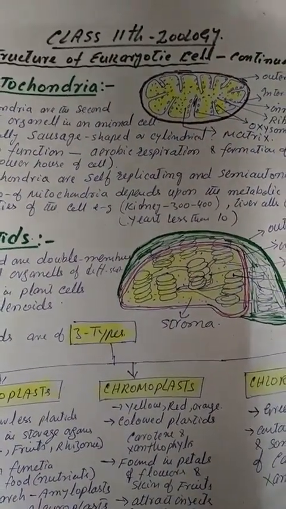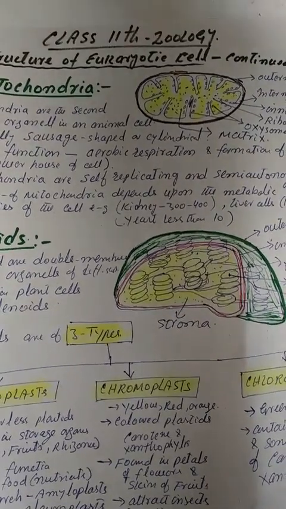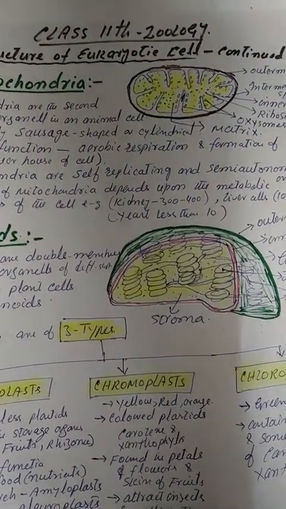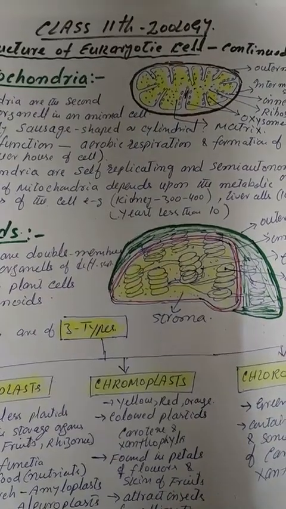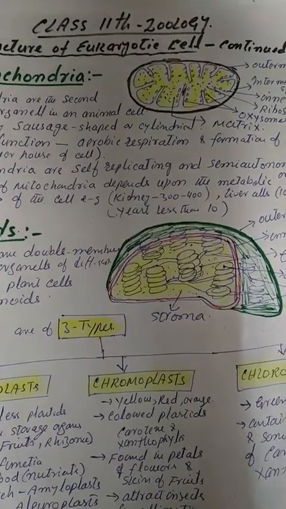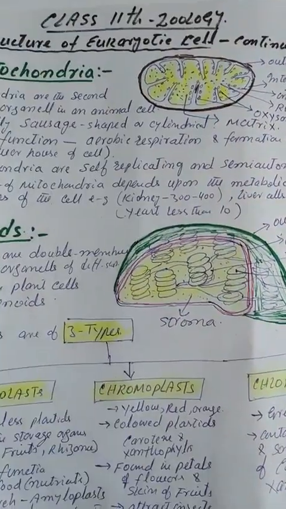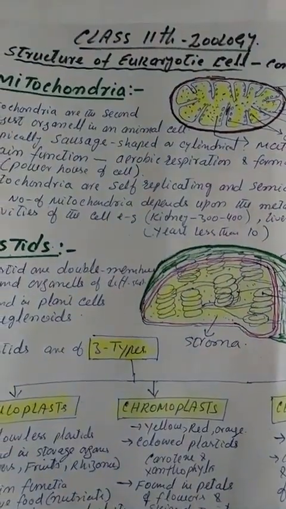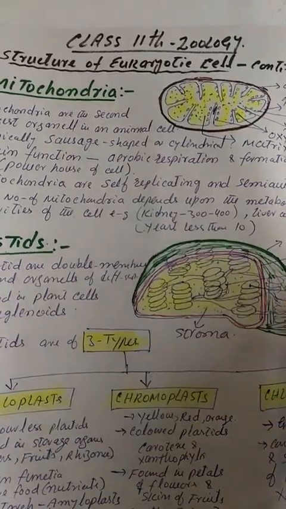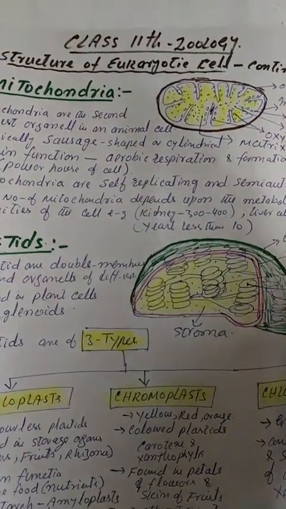Since we have started a new chapter, the structure of the cell, and we have already studied various cell organelles, today we will discuss the structure of mitochondria and plastids.